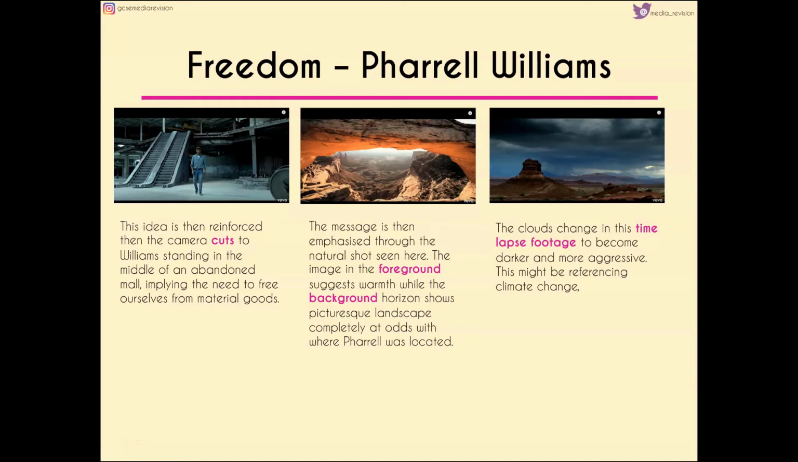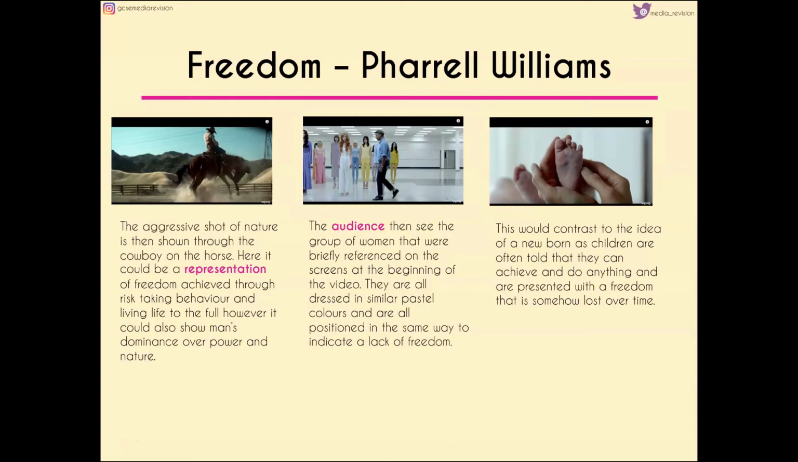And perhaps emphasizing this are the natural shots that we have next. Now this natural shot that's in the center is quite a beautiful image, both technically and in terms of its content. So in the foreground we have a very warm red glow on the rocks, whereas in the background we've got this picturesque landscape which seems to be at odds with what Pharrell was singing and where he was in the previous shot. But the clouds change on the right hand side in this time-lapse footage to become darker, more aggressive, again potentially referencing climate change.